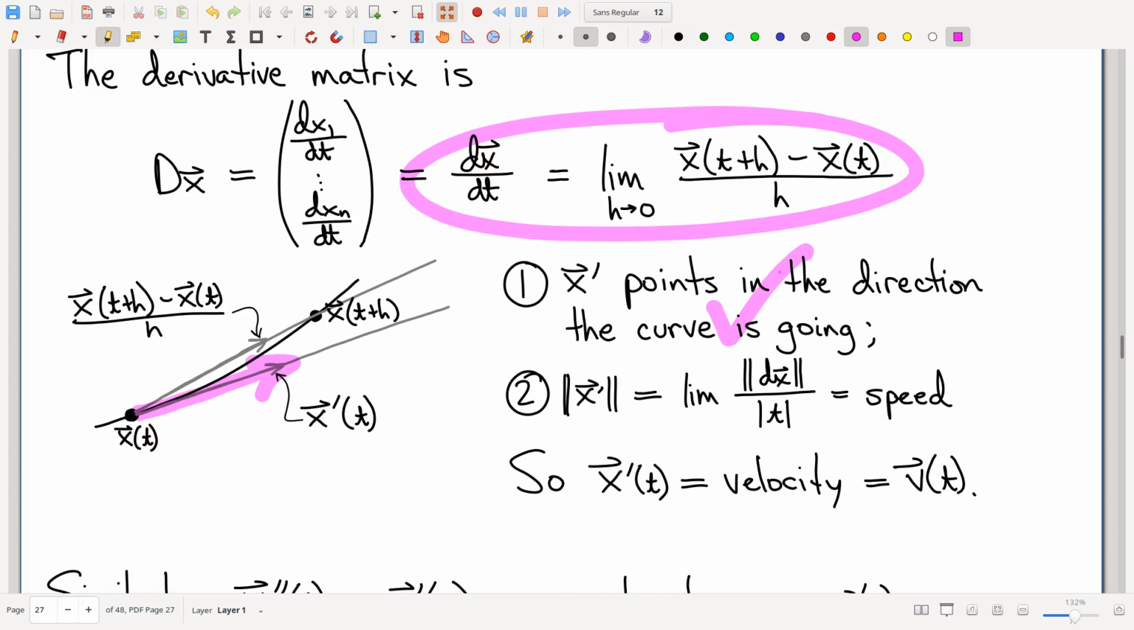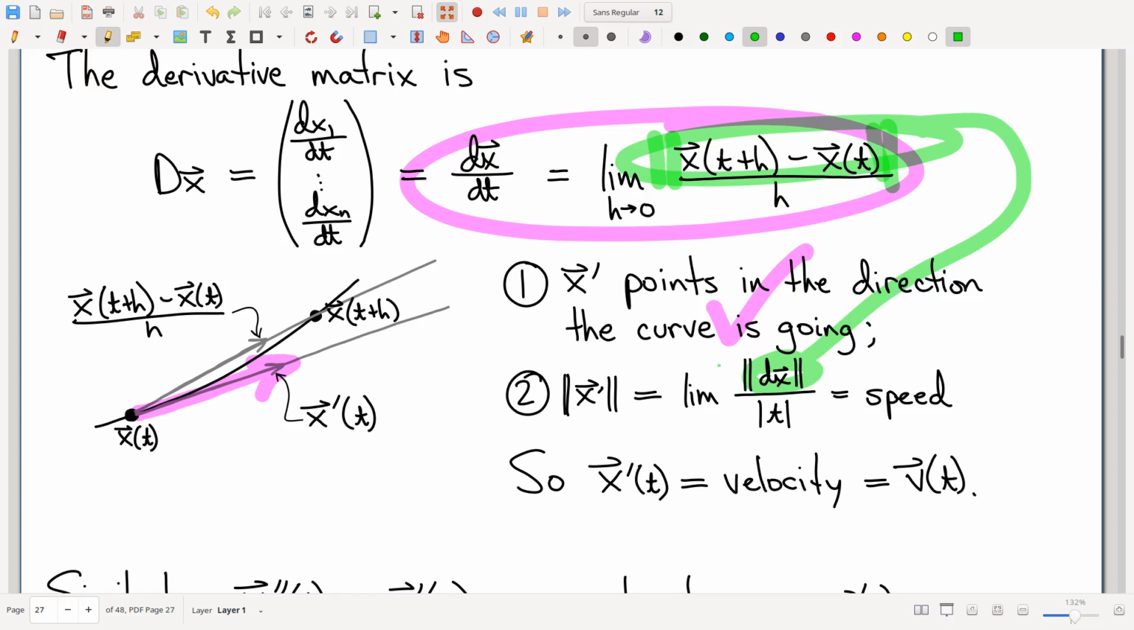The magnitude, in the limit anyway, what we're talking about is a magnitude of the derivative. So I'm going to take the magnitude in the numerator. The numerator represents just distance. It's the distance from one point on the curve to another point on the curve.